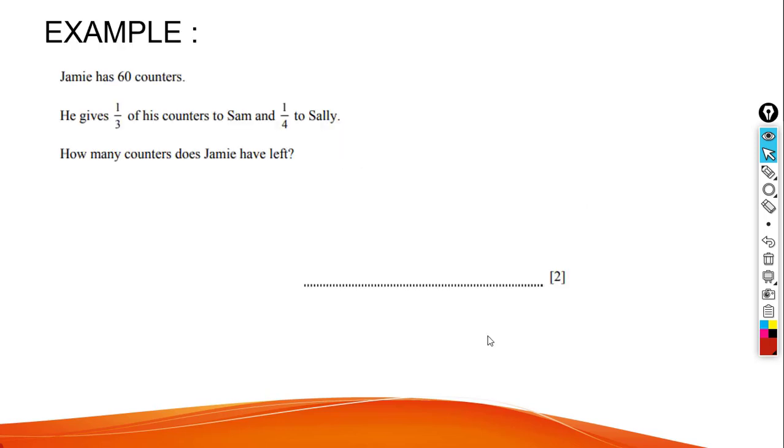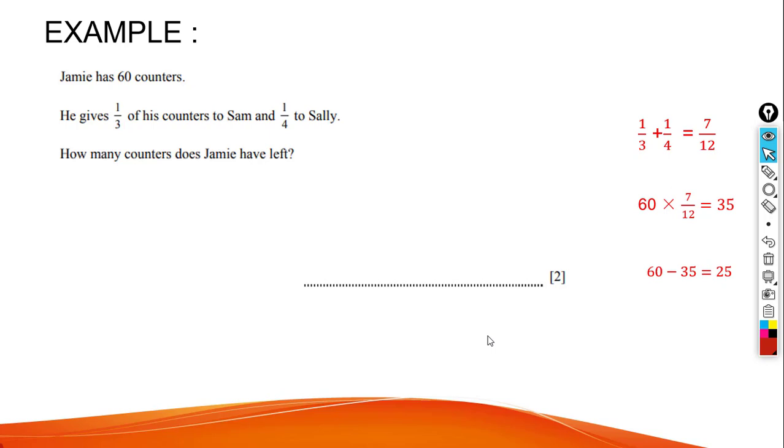Jamie has 60 counters. He gives 1/3 of his counters to Sam and 1/4 to Sally. How many counters does Jamie have left? This question requires 2 marks, and you will need to show the working for 2 marks. First, you can add both of the fractions in order to know the total fraction of how much has been given to Sam and Sally, which will be 7/12. Now you can multiply it with 60 to get a number, and you can minus 35 from 60 in order to get how many counters Jamie has left.